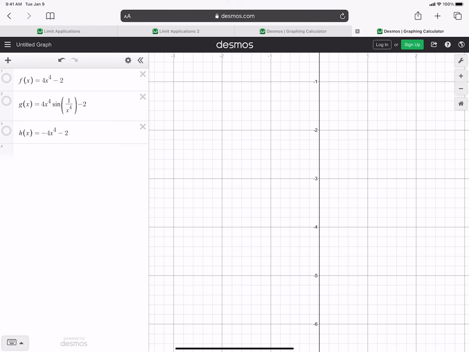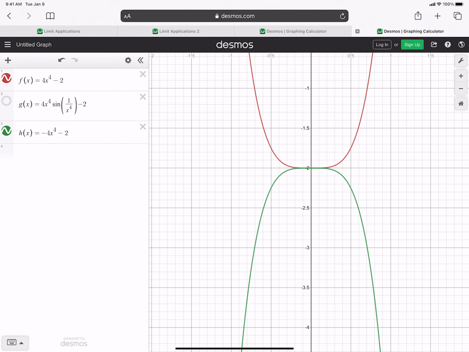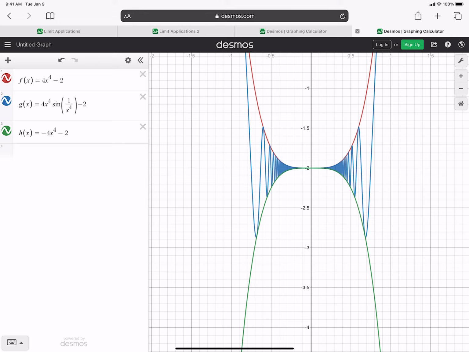So I've got the three functions typed in there. So f of x, there it is. It's 4x to the fourth minus 2, so it's that flattened out parabola. Here is negative 4x to the fourth minus 2. So it's looking like things are going to get squeezed in there. And then here's our sine function, which is going to look crazy. And it sure does look like those two functions squeeze that middle function in between them.